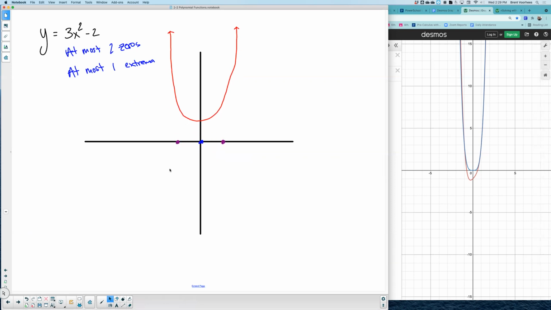For example, if this graph was over here, how many zeros does it have? None. Even though it would be like the equation plus 2, and has a power of 2, it doesn't always have to have all the real zeros.